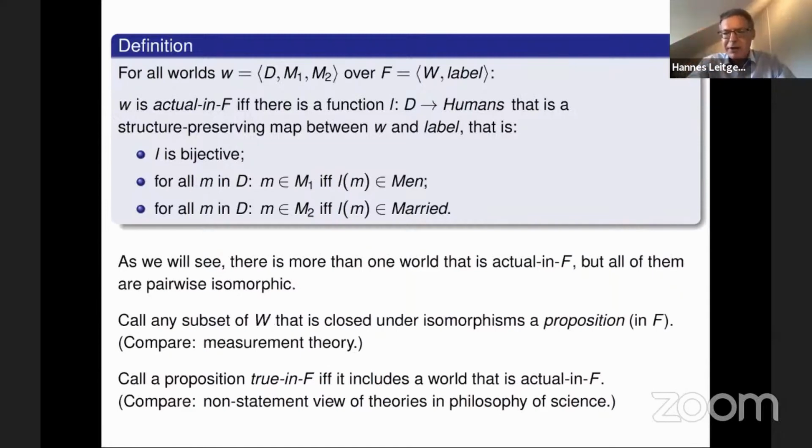The only little bit of finesse here is really, in my general approach, a proposition will be a set of possible worlds that is closed under isomorphisms. A proposition is not any old set of possible worlds, but a set of worlds closed under isomorphisms. Okay, and again, that's not a new idea. You find the same idea in measurement theory, right? People there have a similar approach.